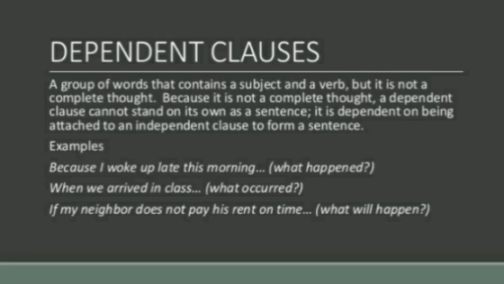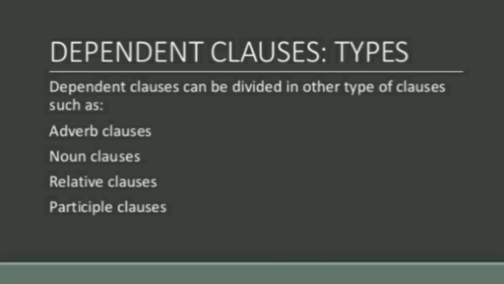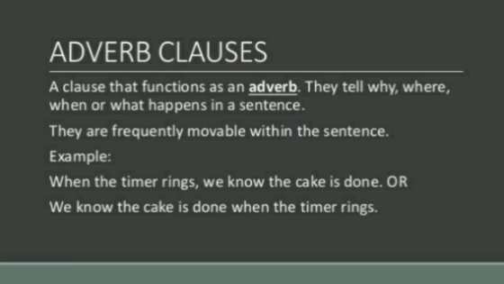For example, because I woke up late this morning. Okay, now you can see that the sentence is incomplete. Although it has a verb and a subject, it's incomplete. Look at the second example. When we arrived in class, then again it is an incomplete sentence. If my neighbor does not pay his rent on time, what will happen? We don't know. There are many further types of dependent clauses such as adverb clauses, noun clauses, relative clauses, and participle clauses. So let's see what these clauses are and how we can identify them in a sentence.